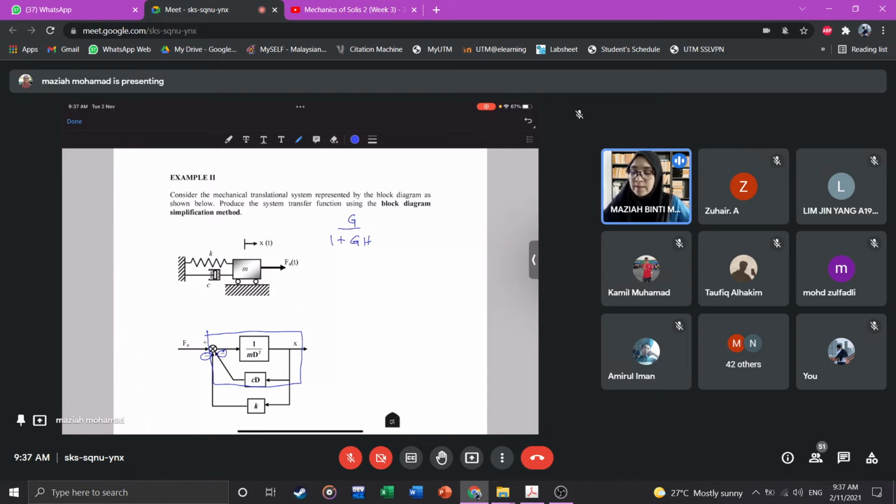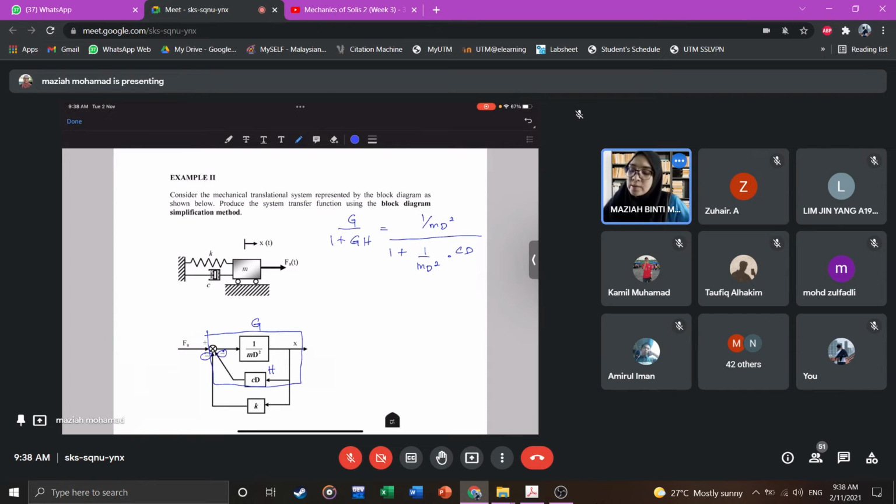All right, so we're going to solve for the first two parallel blocks. So we use G over 1 plus GH. So this will become G, this one will become H. Okay, so therefore we're going to put into the equation 1 over MD square divided by 1 plus 1 over MD square multiplied with CD.